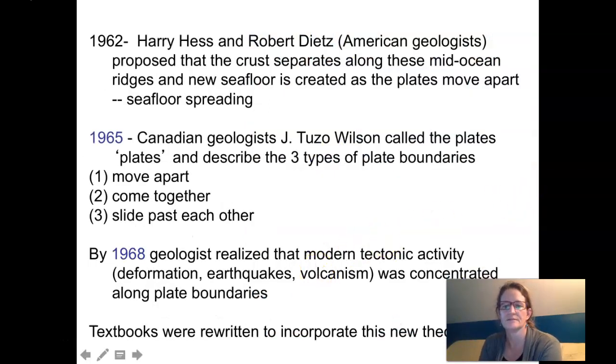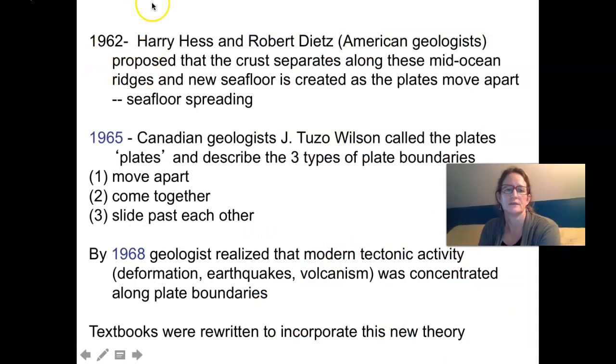Okay, so Harry Hess, the name I just mentioned, was at the forefront with Robert Dietz of saying that new crust was perhaps being formed at the mid-ocean ridges. There was a Canadian geologist who was looking at the evidence on continents and also the new evidence from the seafloor, and came up with this idea that over time, ocean basins actually just opened and closed. There was a cycle to that activity, and that now is called the Wilson cycle.